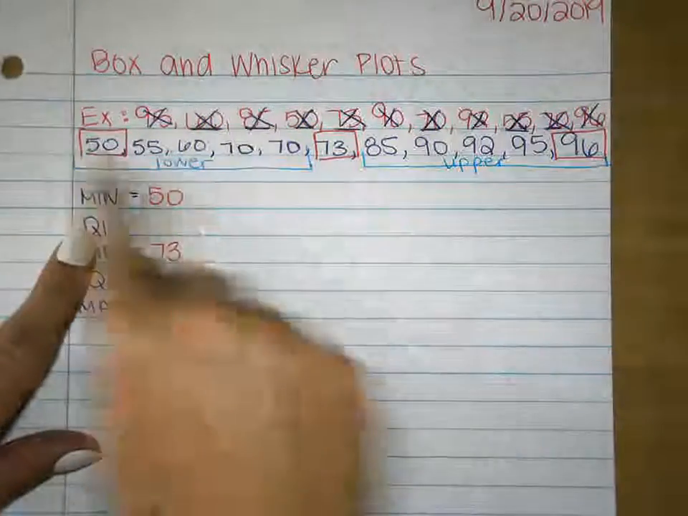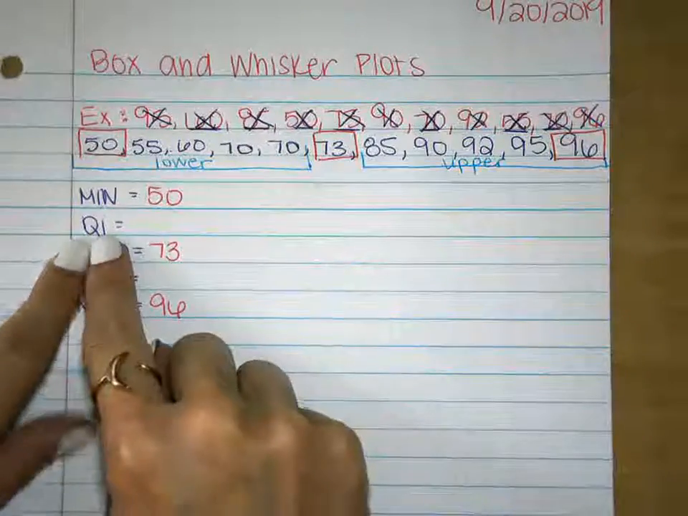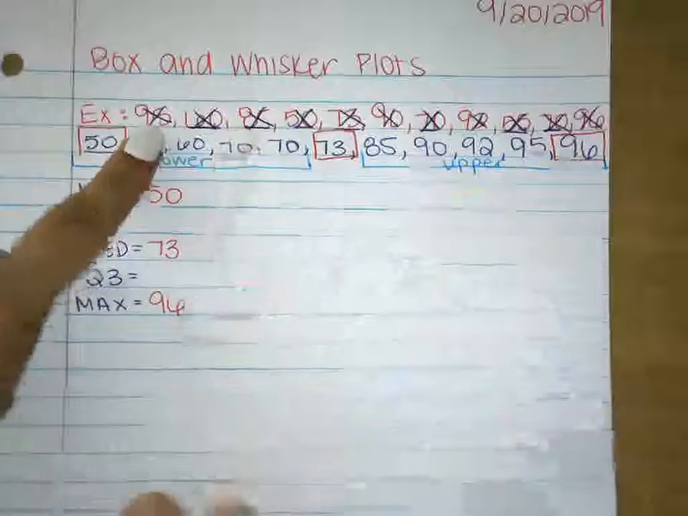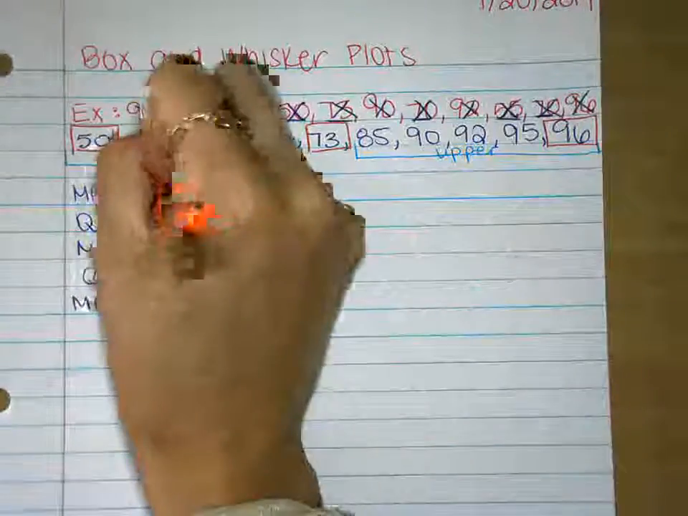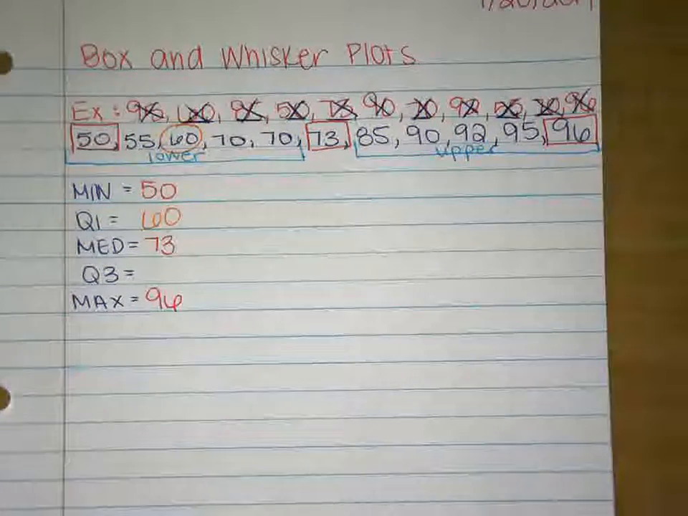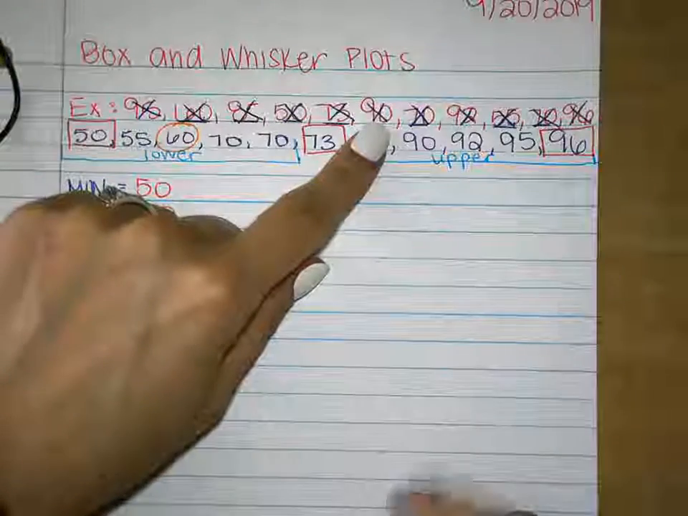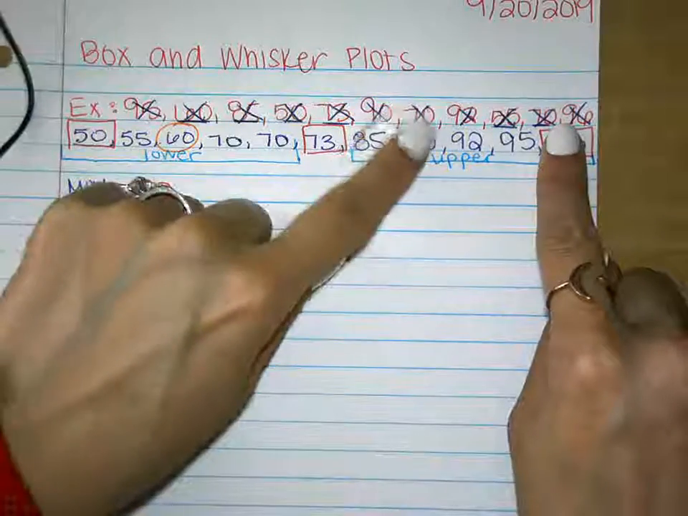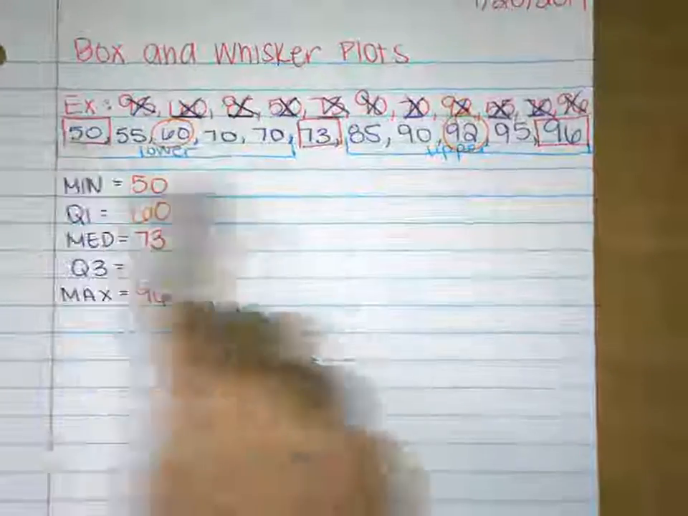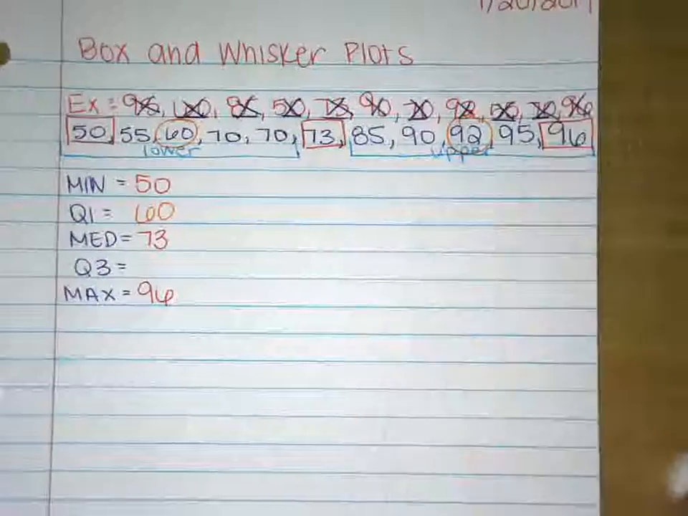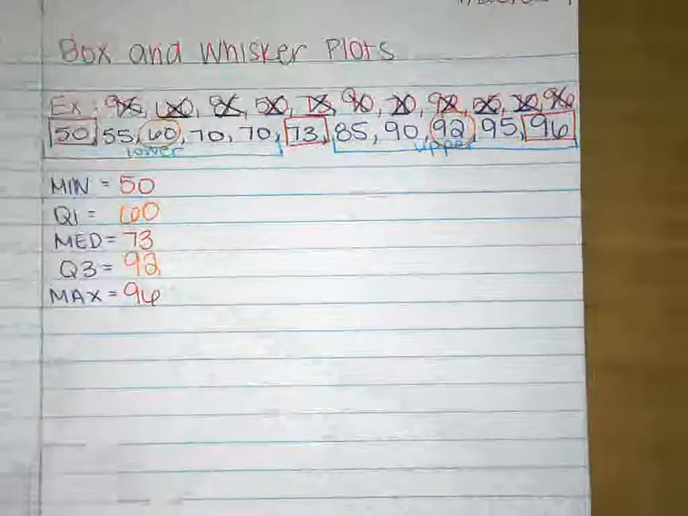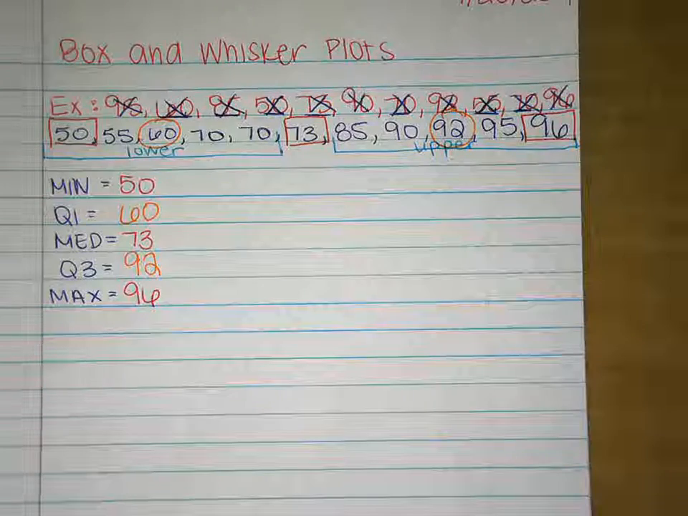So now I need to find the middle number of the lower set for my quartile 1. So it's 1 in front, 1 in back, 1 in front, 1 in back, and I'm left with 60, which means 60 is my quartile 1. I do the exact same thing with my upper quartile. I don't count my median. I go to 85 and 96, and then I keep going until I'm left with 92 in the middle. So it's the middle of your lower set, the middle of your upper set, is your Q1 and your Q3, your quartile 1, your quartile 3.